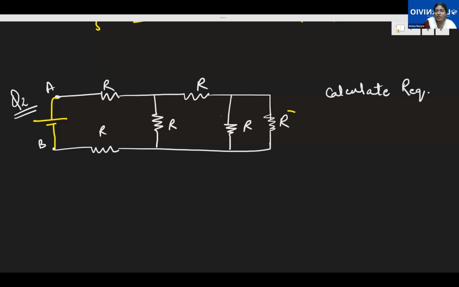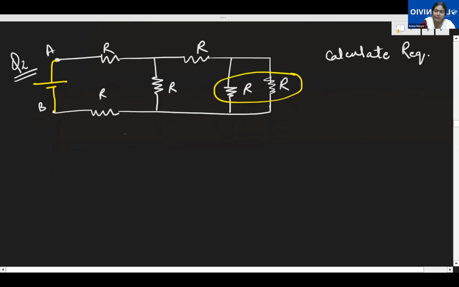Then you will start from here: these two in series, the resultant; these two in parallel, the resultant in series with this. Then that resultant in parallel with this, then all the three in series. Are you getting my point? Are you getting this question? Or should I explain in detail? Just tell me. Understood? Okay.